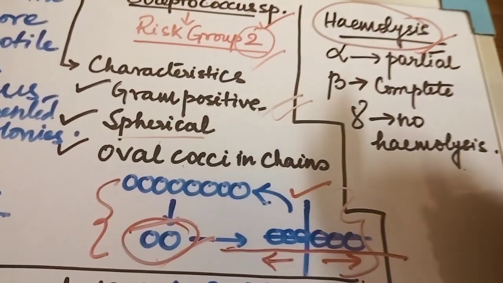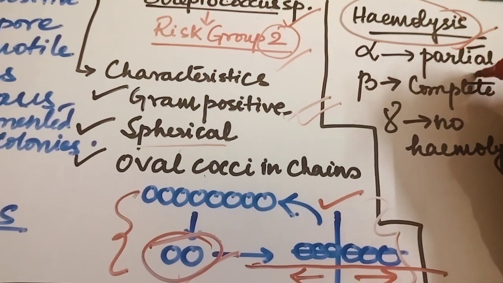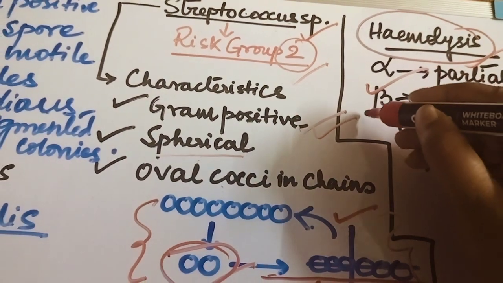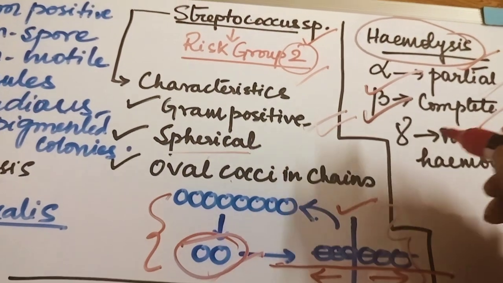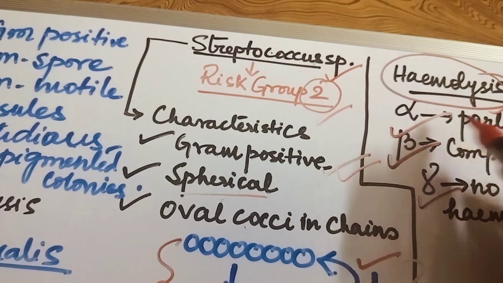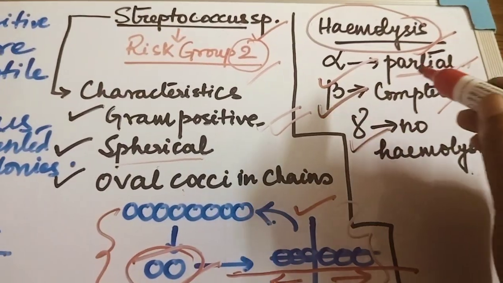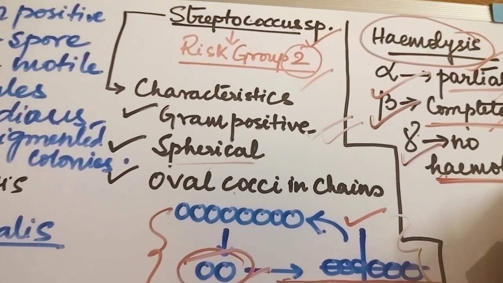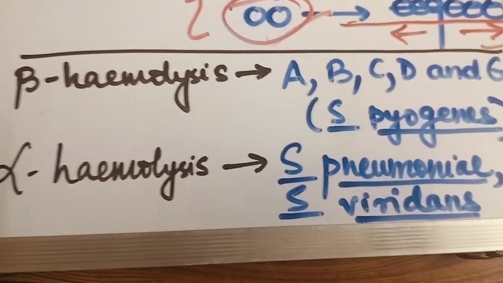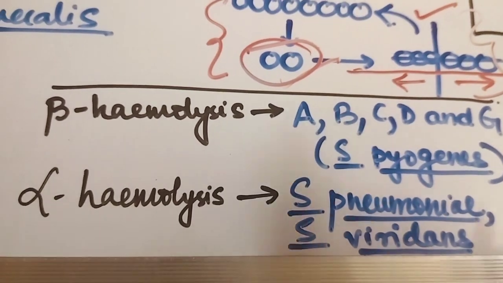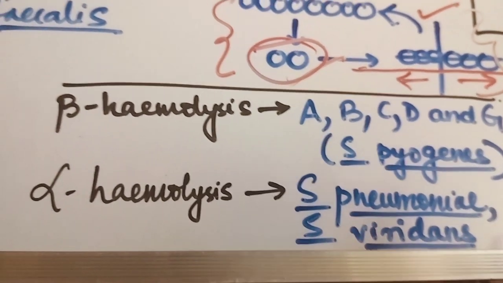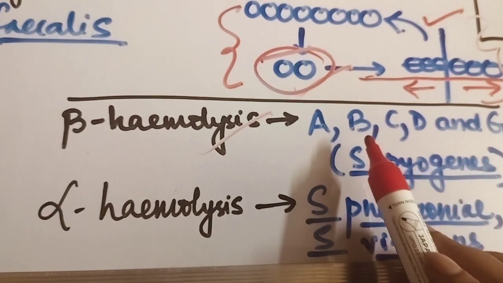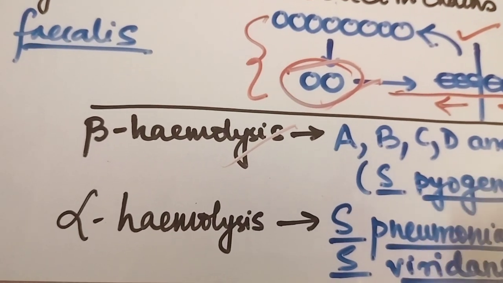Depending upon the hemolysis, which can be partial or complete, you have alpha hemolysis, beta hemolysis, and last but not least, gamma hemolysis. When it is alpha, it is partial. When it is beta, it is complete. When it is gamma, there is no hemolysis. Depending upon it, you have this classification. I will tell you the basis of A, B, C, D and G, but for the time being understand that those which undergo beta hemolysis are A, B, C, D and G. I will tell you the basis of classification.